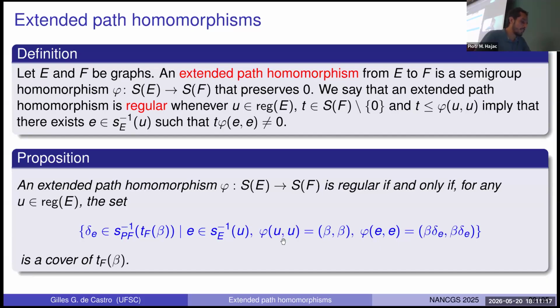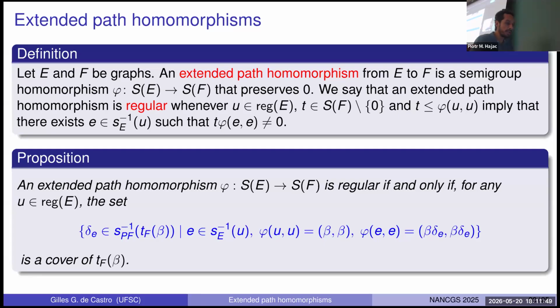So if you have this beta, being the image of U, so beta is the image of Φ_UU. We can see first of all that because E begins at U, so the source of E is U, then the image of Φ_EE must be of the form, again, the same path in the first and second coordinate, but this path must be a continuation of beta. So it must have beta as an initial subpath.